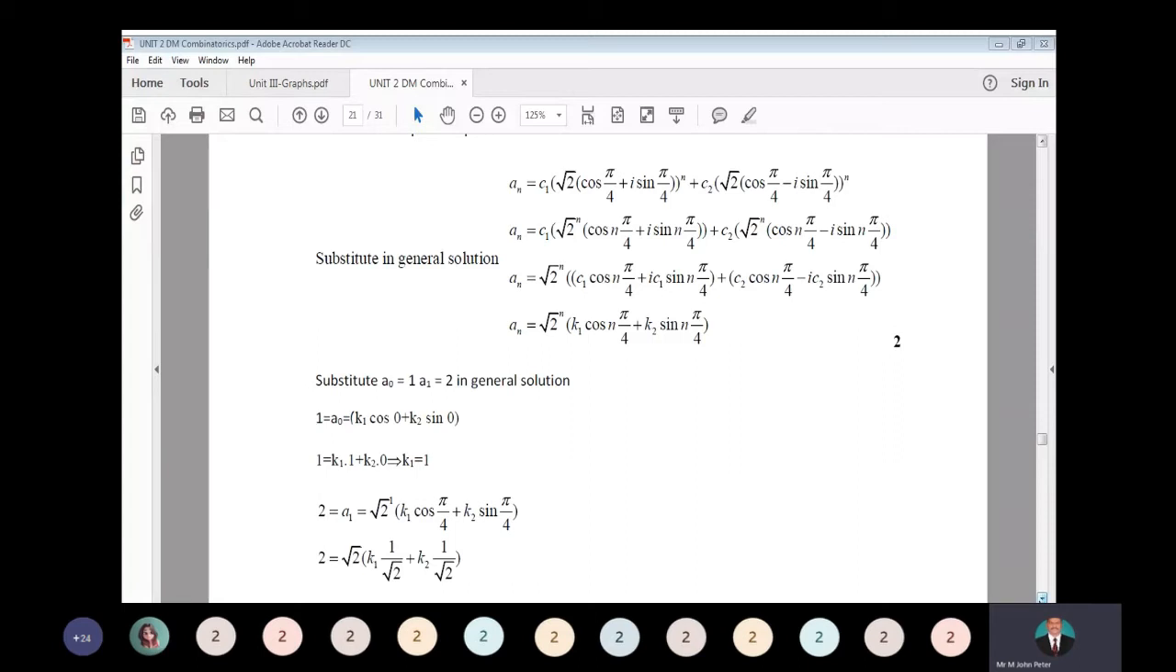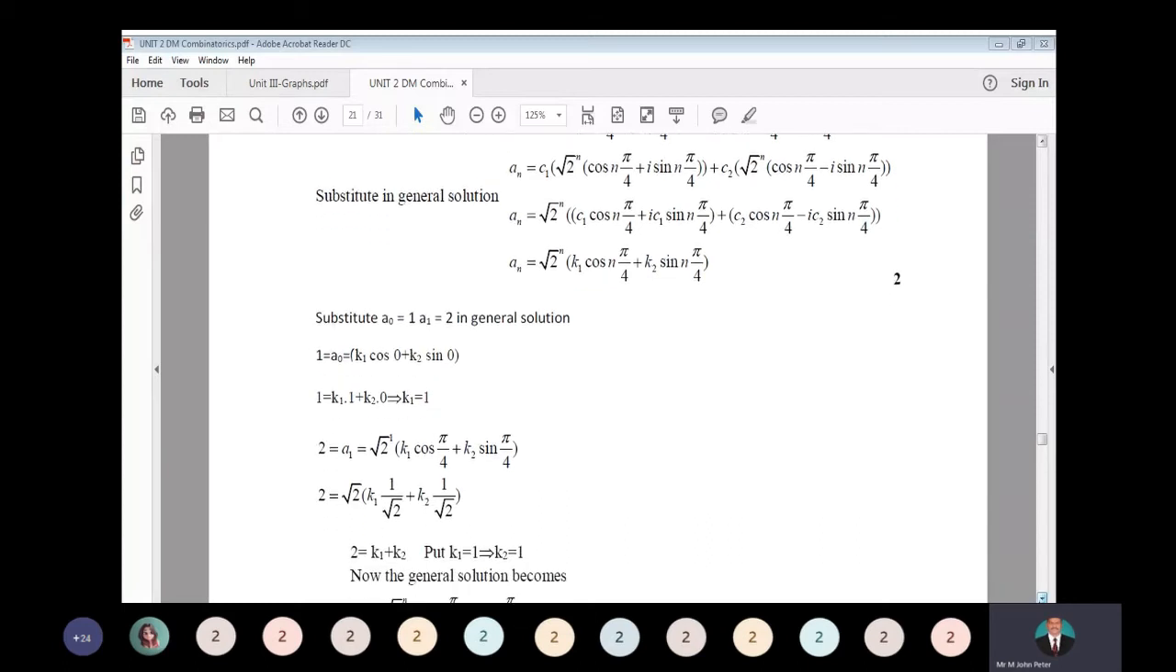Combining the remaining terms, c1 + c2 is k1, and i c1 - i c2 simplifies to k2. So that is a_n = (√2)^n (k1 cos nπ/4 + k2 sin nπ/4). Like that, you rearrange the function.